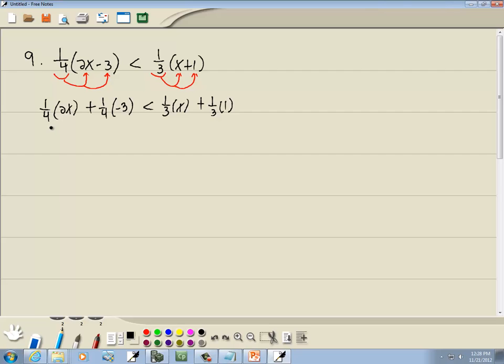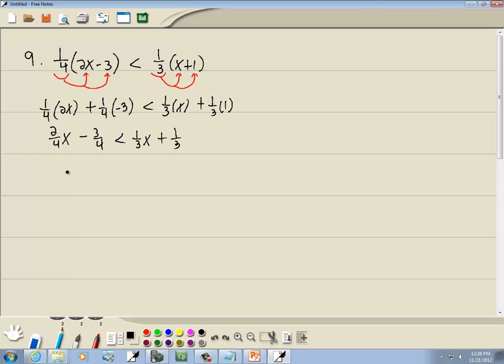Now this gives us 2/4 x. I'll go ahead and put it together before I simplify. Minus 3/4. And this is 1/3 x plus 1/3. Now actually, it probably doesn't benefit me a whole lot to simplify this one, because I'm going to immediately get rid of my fractions anyway. And since this denominator here is the same as that, then there's no benefit.